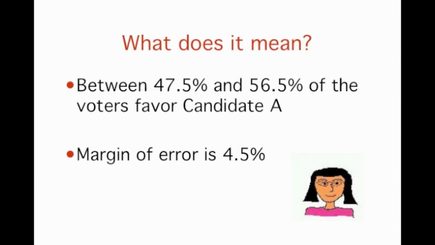What does the confidence interval tell candidate A? Well, in terms of percent, it is likely that between 47.5% and 56.5% of the voters favor candidate A, and the margin of error is 4.5%. So you can see that the confidence interval may leave candidate A a little more nervous about the majority vote, because now she sees that she does not necessarily have more than half of the voters favoring her.